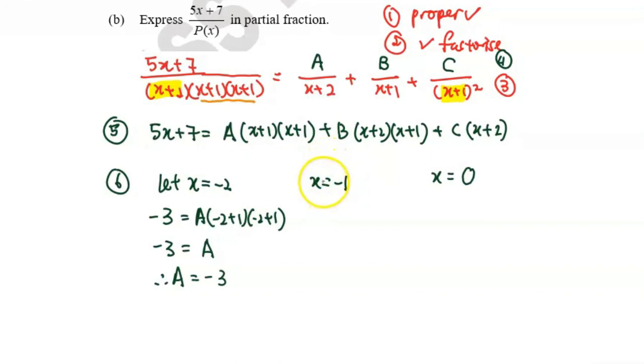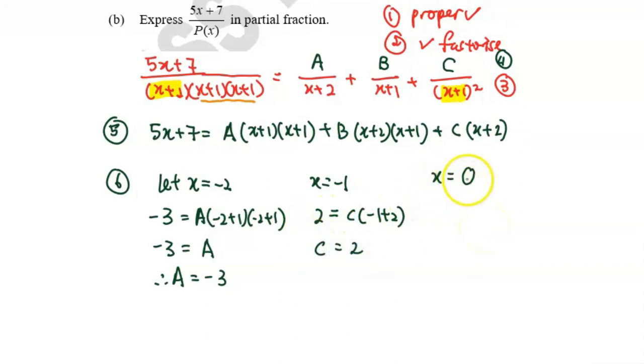Then we continue with the second value, x equals to negative 1. When we substitute x equals negative 1, the left hand side here will become negative 5 plus 7, which is 2. Now we substitute negative 1 into part A here, it will become 0. And then part B here is also 0, leaving part C. I substitute negative 1 into part C here, and it becomes negative 1 plus 2, so c equals 2.